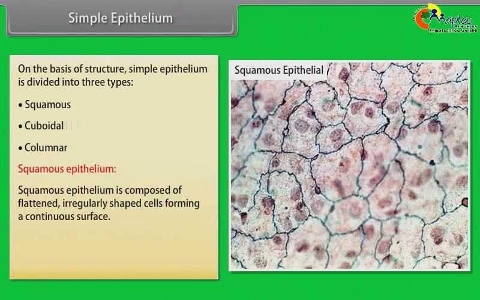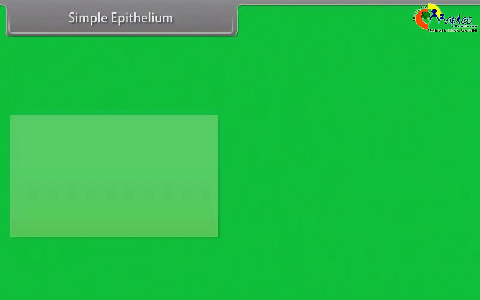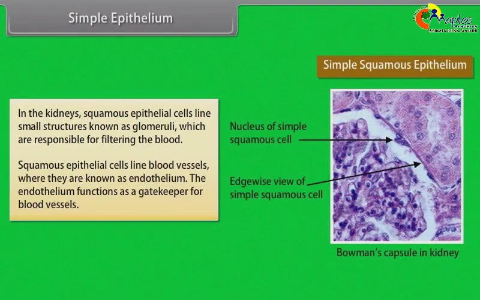Squamous epithelium is composed of flattened, irregularly shaped cells forming a continuous surface. They form the lining of cavities such as the mouth, blood vessels, heart and lungs, and make up the outer layers of the skin. In the kidneys, squamous epithelial cells line small structures known as glomeruli, which are responsible for filtering the blood. Squamous epithelial cells line blood vessels, where they are known as endothelium. The endothelium functions as a gatekeeper for blood vessels.